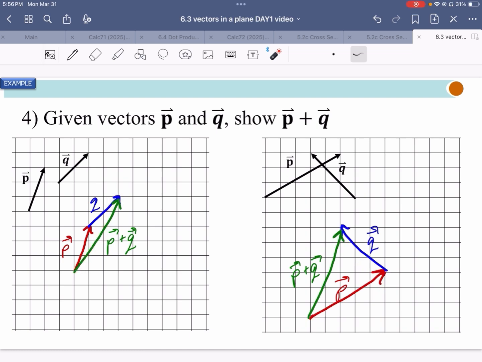And then same thing over here for this vector P, I counted that it's over 5 and up 3. So I repeated it down here in red. And then I drew the tail of vector Q at the head of vector P, and it went left 3 and up 3. There's vector Q, and then I draw from the tail to the head to get vector P plus Q.